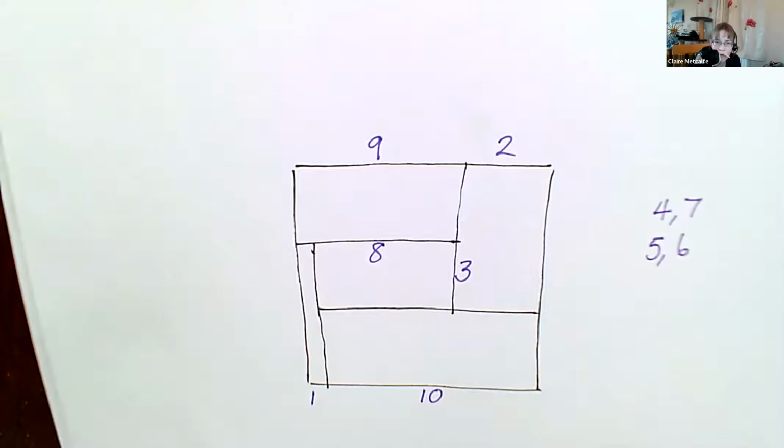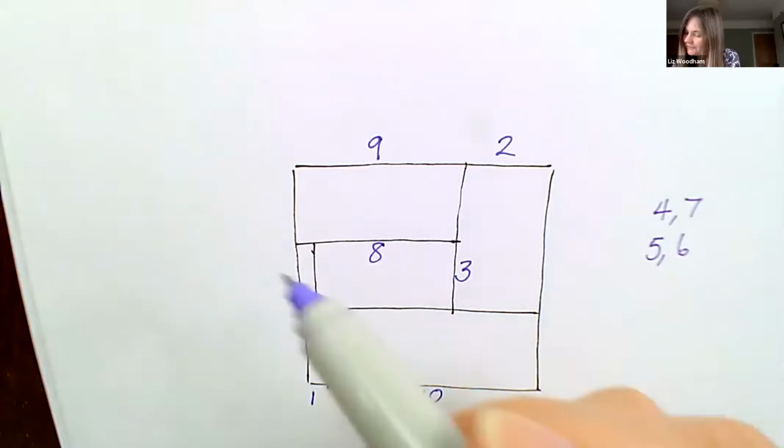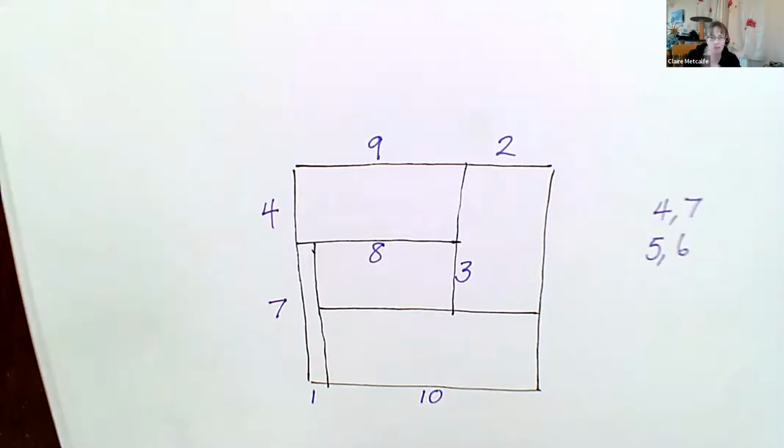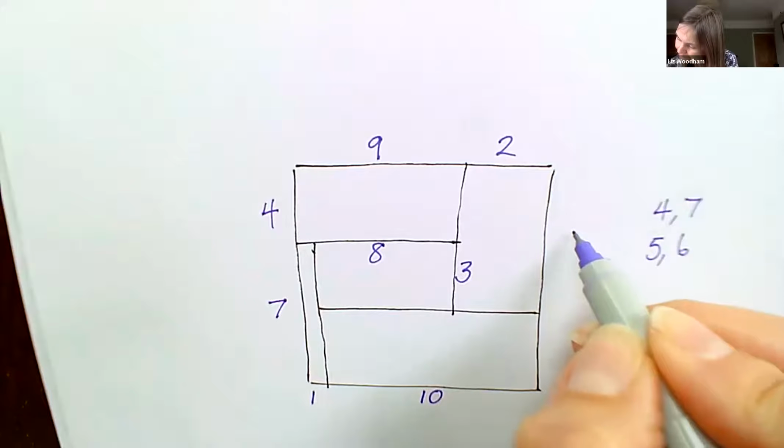Let's try one way round. Let's try putting 4 and 7 down the left-hand side, so 4 and 7 there. And then that means we've got to have 5 and 6 on the other side. So I think 6 is going to be the big one.